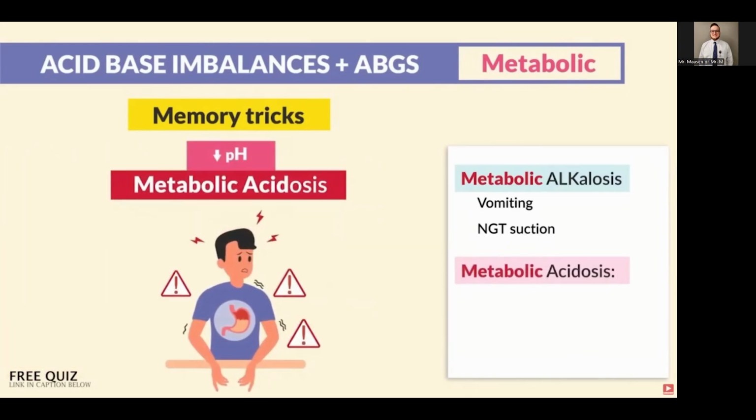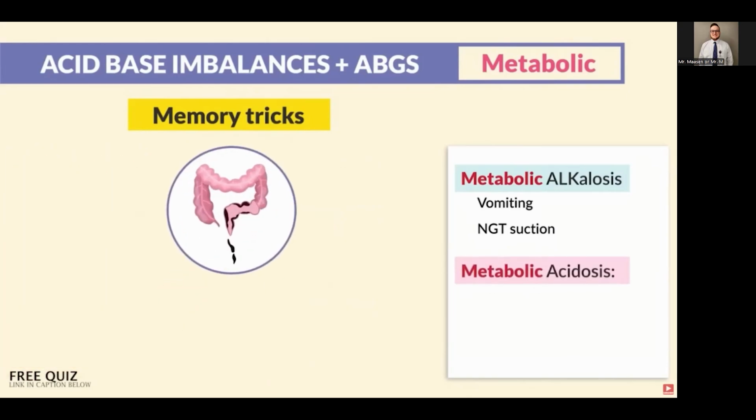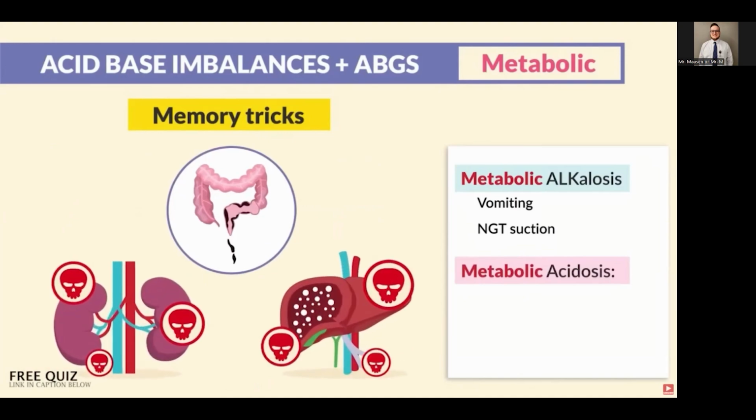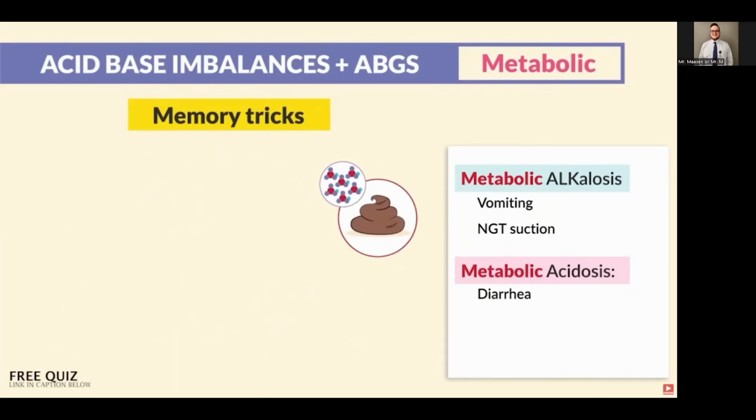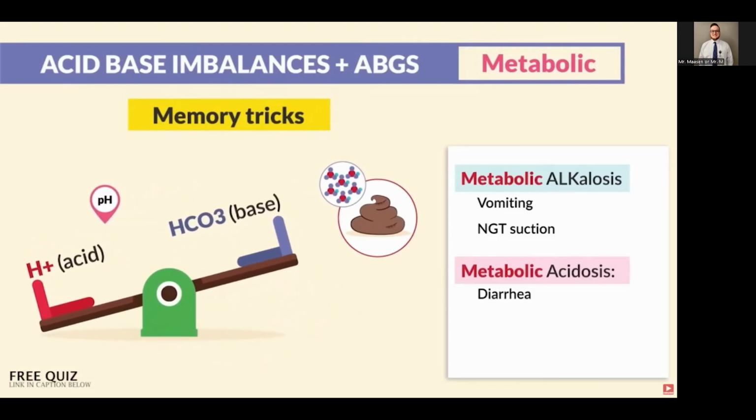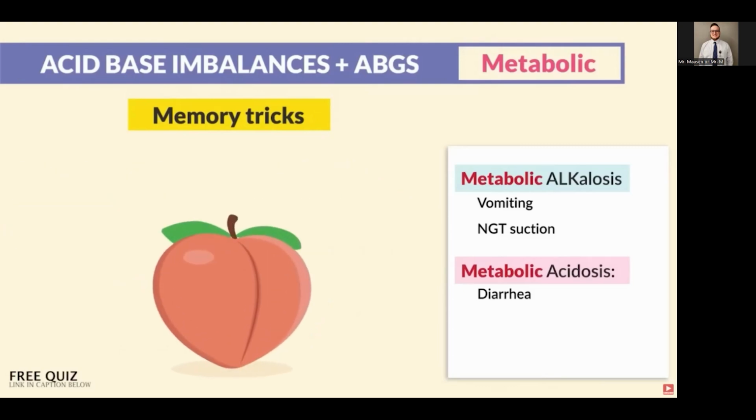And for metabolic acidosis, we have diarrhea, renal failure, and DKA, that diabetic ketoacidosis. So for diarrhea, you poop out all of your base, right? Which leaves the body in acidosis because only acid's left. So just think, if it comes out of you, it's acidosis, well, then you'll be in metabolic acidosis.